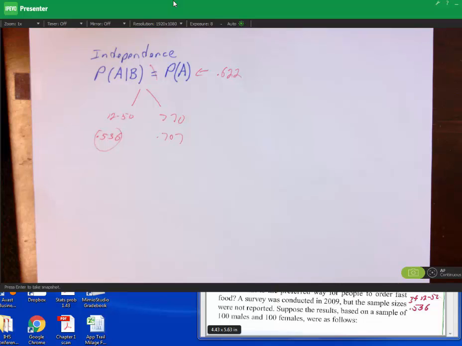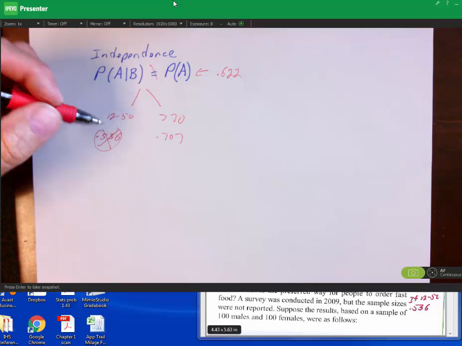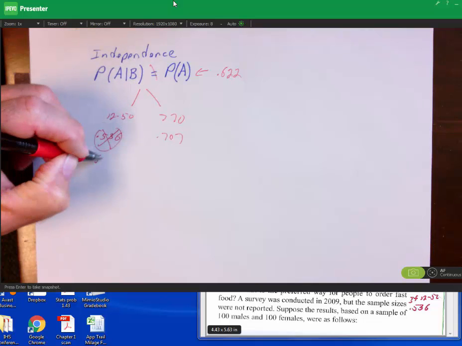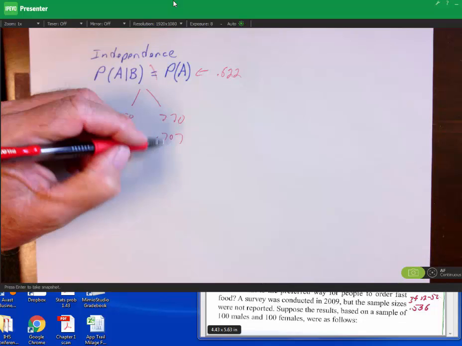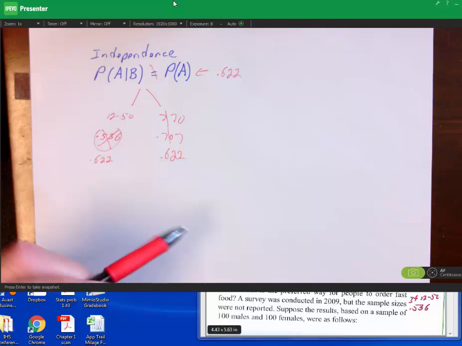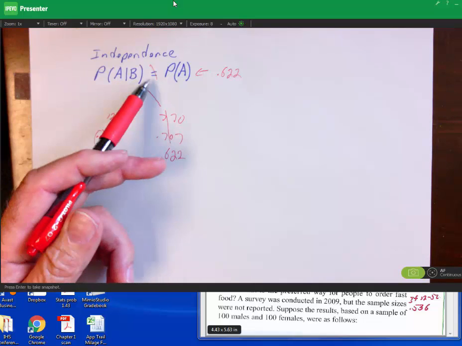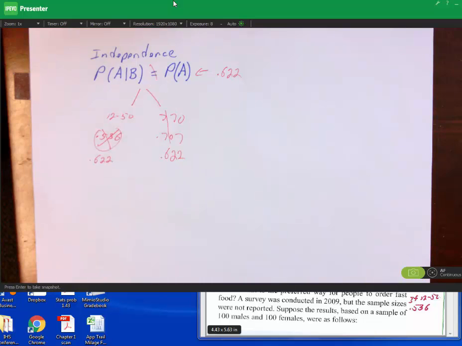For them to be independent, it would have to be that when they were younger, this probability would have to be 0.622, and if they were older it would also have to be 0.622, and then they would indeed be independent because the probability of A given B would be exactly equal to the probability of A.